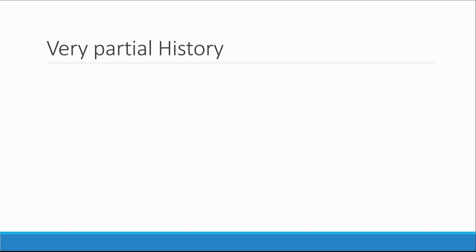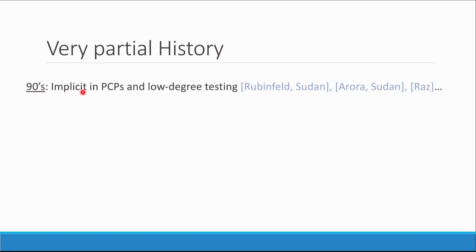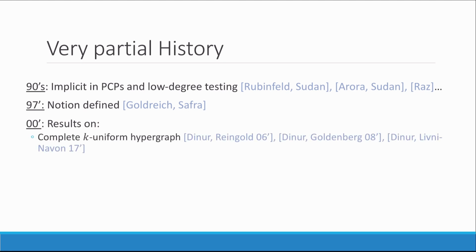Just a brief and very partial history. In the early 90s, agreement testing, and in particular this 1% soundness regime, was sort of analyzed implicitly in many PCP and low-degree testing results, but only in 97, I think, Goldreich and Safra defined this as sort of a first-class problem. After that, in the 2000s, there came results on specific hypergraphs showing that they are 1% sound, and also sort of extending these tests in various ways. Examples include the complete k-uniform hypergraph, or hypergraphs that come from subspaces of vector spaces that somewhat resemble the example that we saw before on this lines and planes hypergraph.